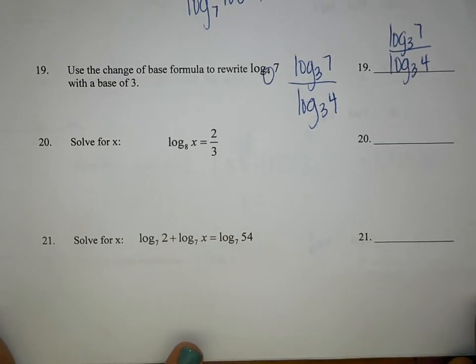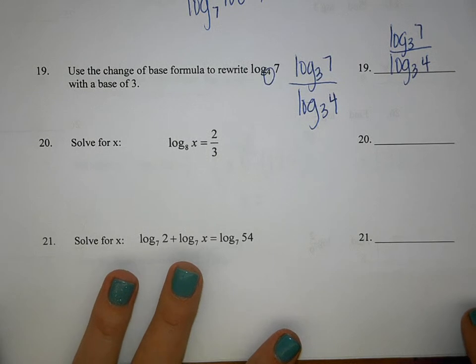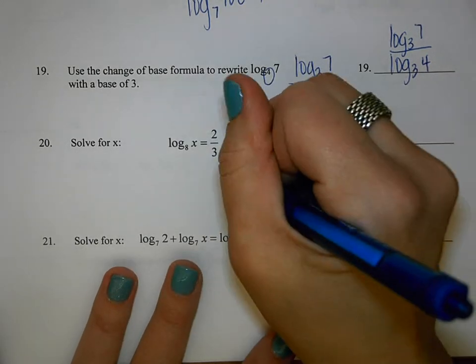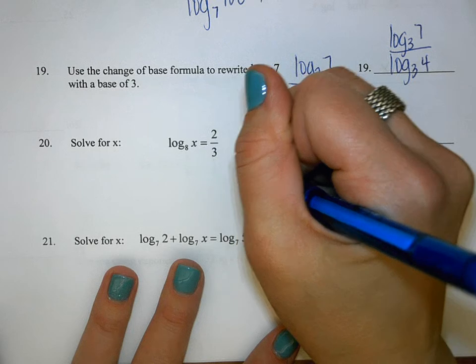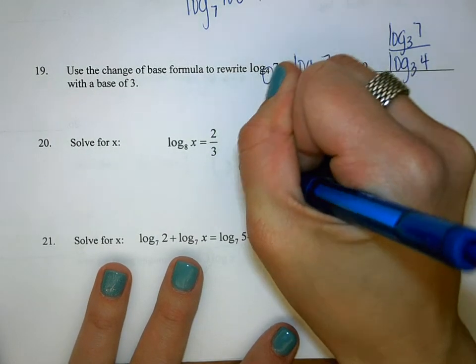What am I going to do here? Marcus. Rewrite it in exponent form. And so how will I write that? No logs. Get rid of your logs. It'll be 8 to the, good, 2/3 equals x.